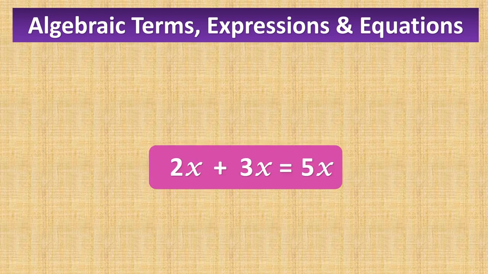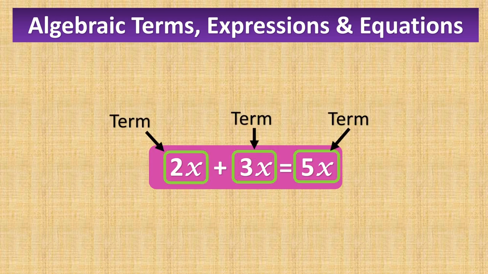2x plus 3x equals 5x. This is an equation. And this equation is made up of terms and expressions. In this equation, there are three terms: 2x, 3x, and 5x. So what is a term? A term can be a number, a term can be a letter, or a term can be a combination of number and letter. So in this equation, 2x, 3x, and 5x are the terms. So there are three terms in this equation.